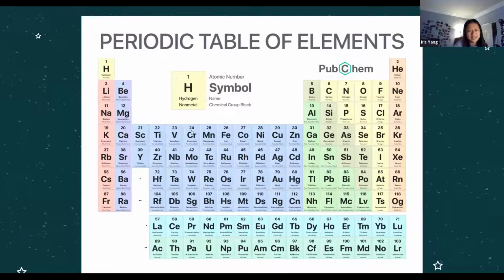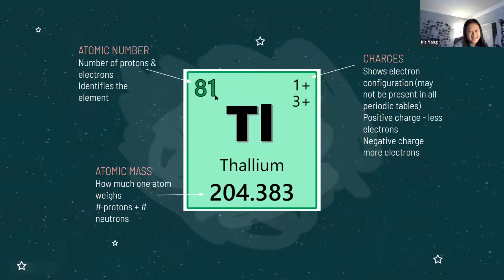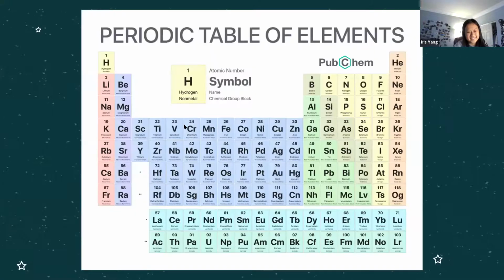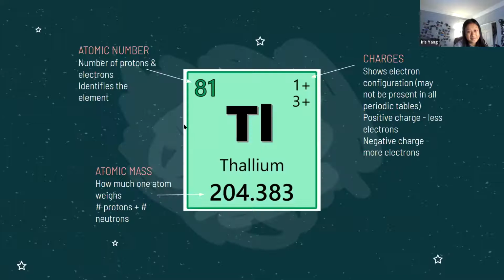And is thallium poison? I am not sure, but it is number 81, so it might be. I have no idea what it actually is, but we're just using it as an example. So that's how the periodic table is organized.